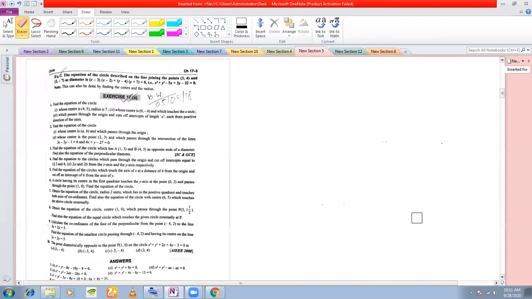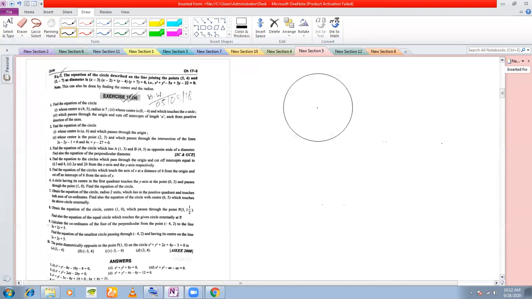Let us now do the next sum, which is the last sum, number 10 or number 11, I don't know. This is a multiple choice question. The point diametrically opposite to the point P(1, 0) on the circle is, and four options are given. Now, what do you mean by diametrically opposite points? What is the meaning of diametrically opposite?